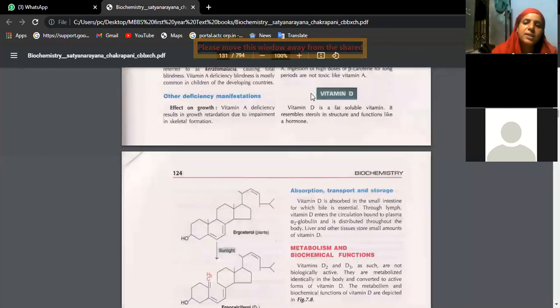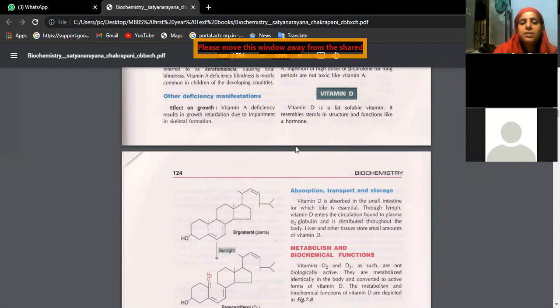Why is it called the sunshine vitamin? Because it is found abundantly in sun rays. That means with the help of sun rays, our skin will synthesize natural vitamin D. Vitamin D is a fat soluble vitamin. It resembles steroids. That means, like vitamin A, it is also considered a hormone.